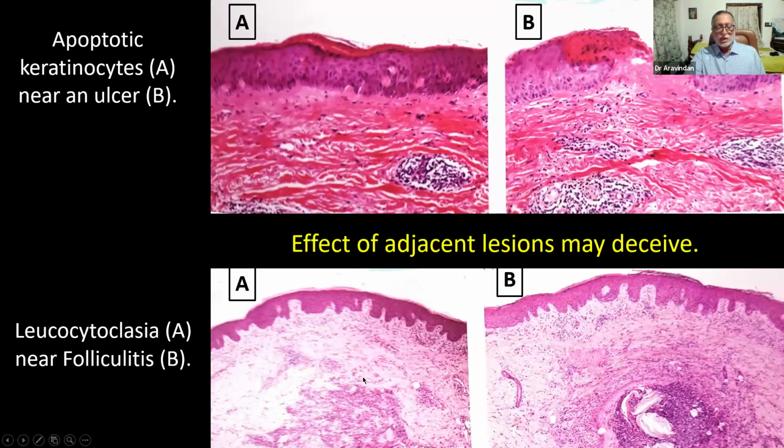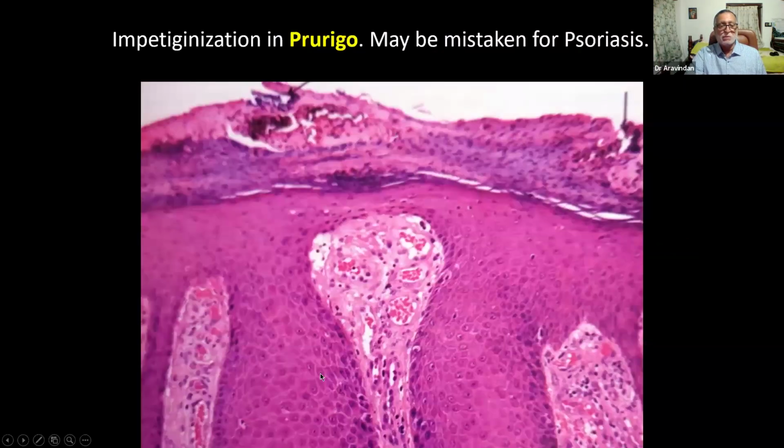Here, A shows a lot of leukocytoclasia. But there is no clinical picture of vasculitis, no palpable purpura or other features. And nearby is a follicle with acute inflammation, so acute inflammation and a lot of neutrophils all around. If there are a lot of neutrophils all around in the dermis, eventually they will all die out and you will see leukocytoclasia. So this is what happens in this case.